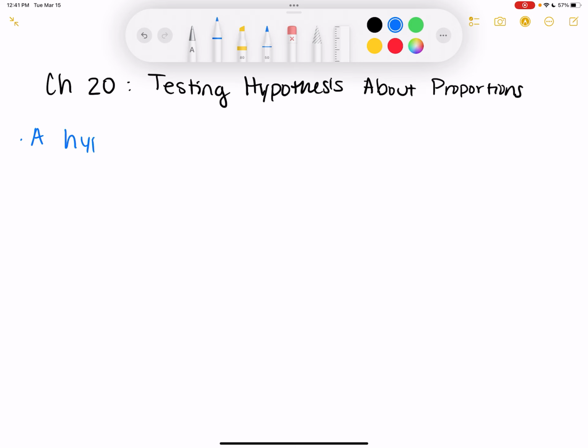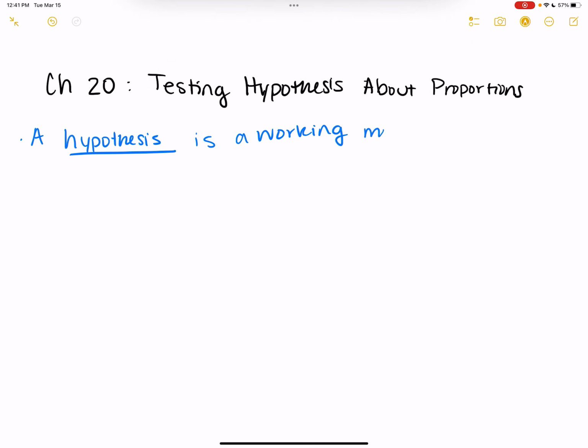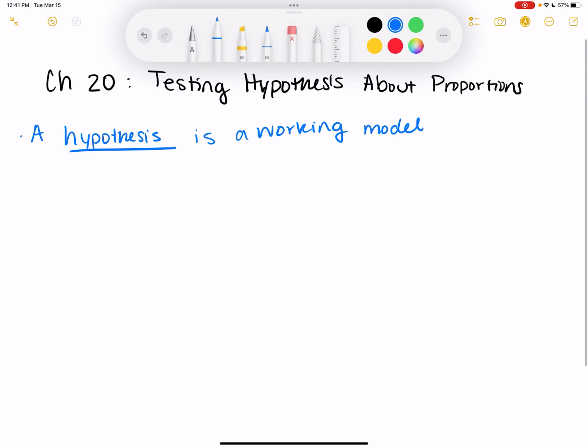Alright, a hypothesis is a working model we adopt temporarily.